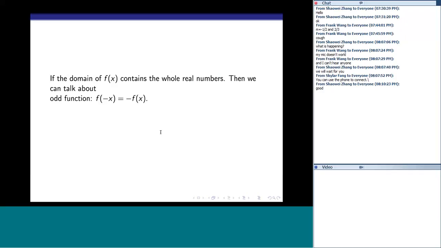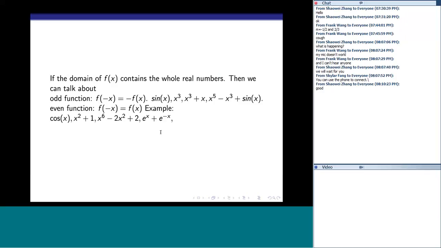You can talk about odd function, right? Odd function is like that. Then like sine x, then x cubed, x to the odd degree is the odd function, right? Even function is f of minus x equals f of x, right? So like cosine x, then e to the x plus e to the minus x, right? Yep. That's just a review. You should have that image in your head already, right?